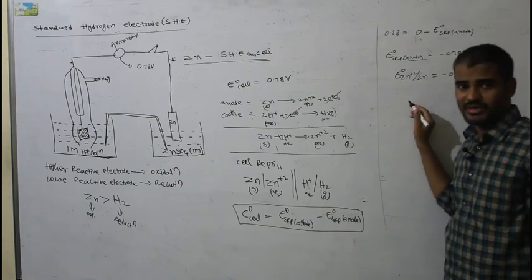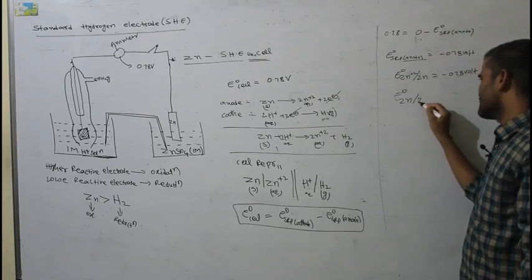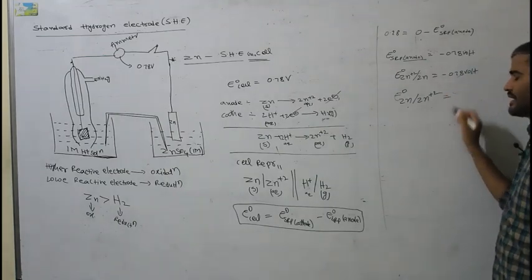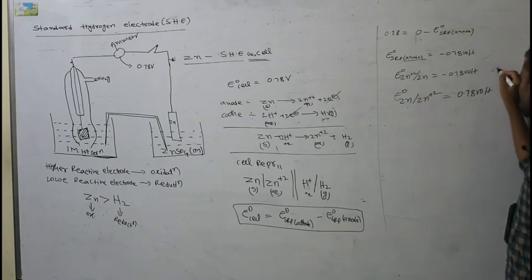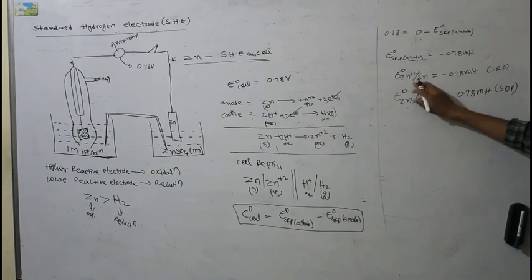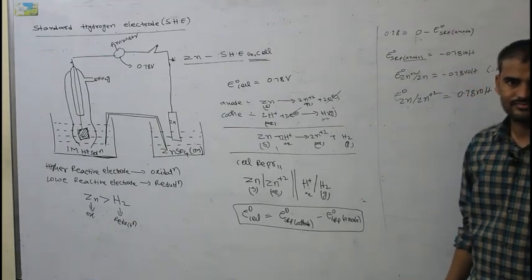What does the oxidation potential become? How do we represent it? E naught Zn/Zn2+ is the oxidation potential. It has exactly the opposite sign of the reduction potential, so the oxidation potential becomes 0.78 volt. The first is the standard reduction potential, the second is the standard oxidation potential. Like this we can calculate. Now the reduction potential of zinc is calculated using the standard hydrogen electrode.